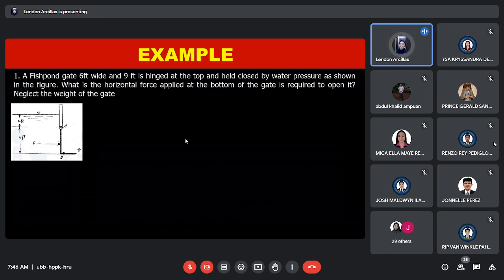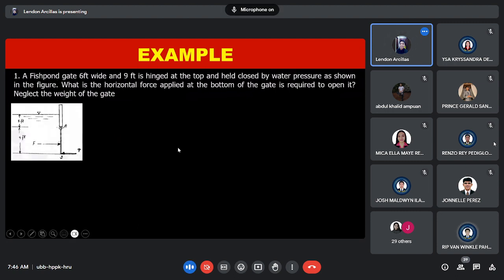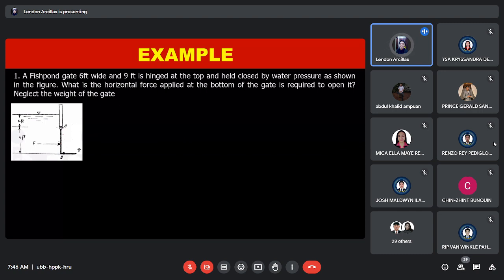So a fish pond gate that is 6 feet wide and 9 feet high is hinged at the top and held closed by water pressure as shown in the figure. What is the horizontal force applied at the bottom of the gate required to open it? Neglect the weight of the gate.